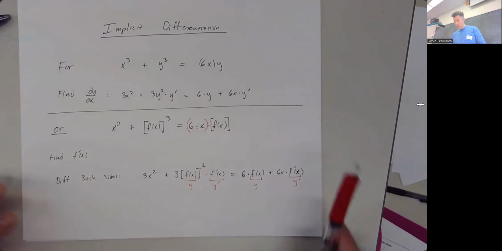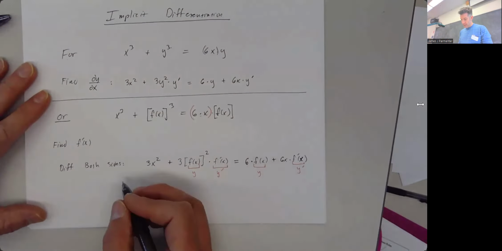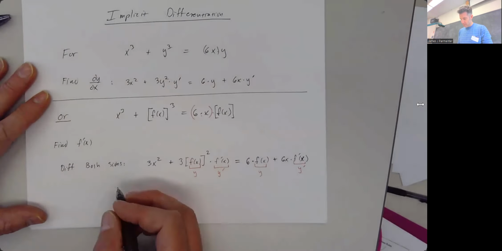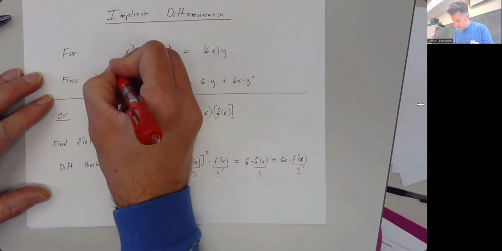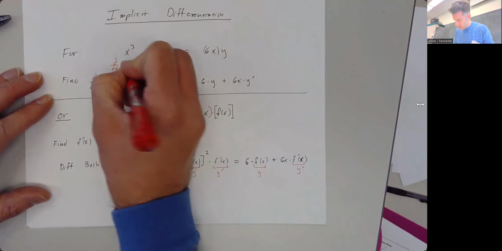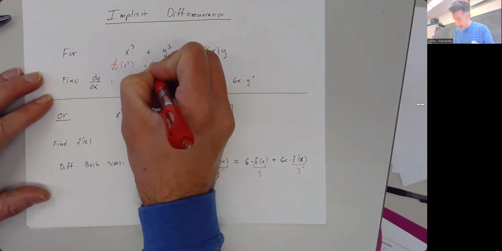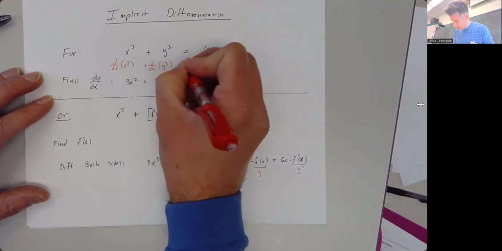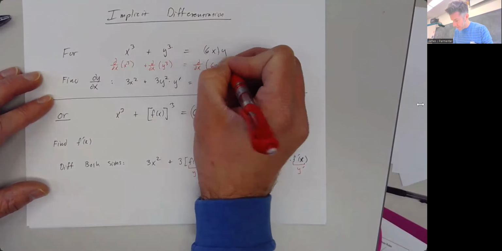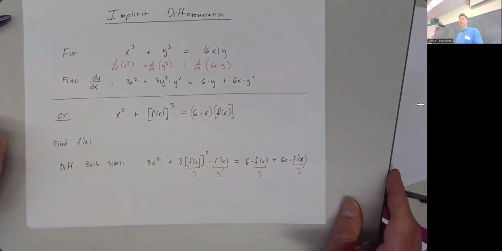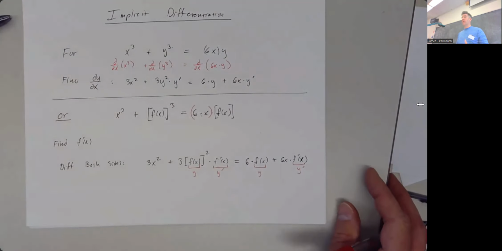So you could, if you wanted to, at the very beginning, say I'm taking the derivative with respect to x of x cubed plus the derivative with respect to x of y cubed equal to the derivative with respect to x of 6x times y. Right. But that is a good way to know what you're differentiating with respect to.